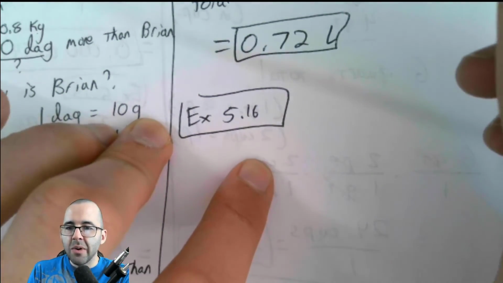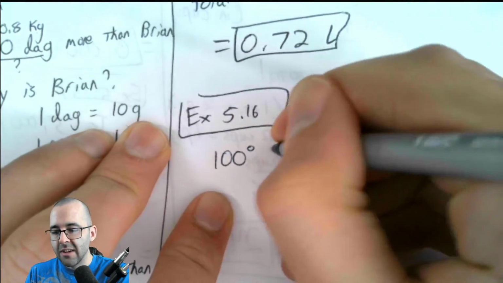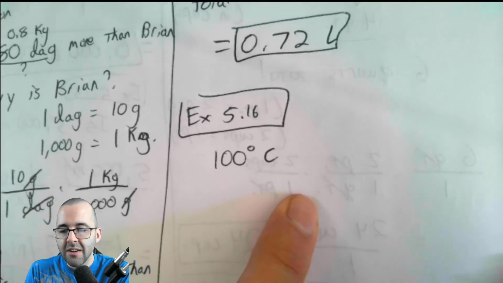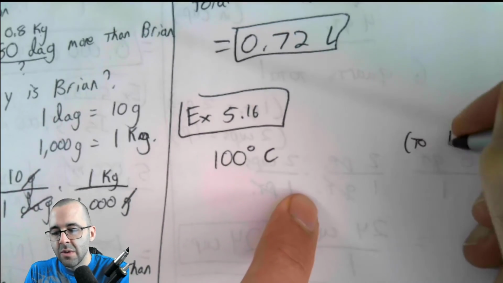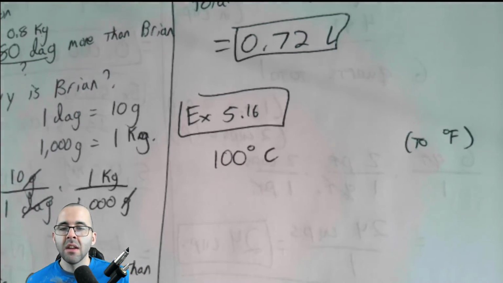All right, the boiling point of water is 100 degrees Celsius, written like this. And the question is, what temperature does water boil at in the Fahrenheit scale? So we want this in degrees Fahrenheit.